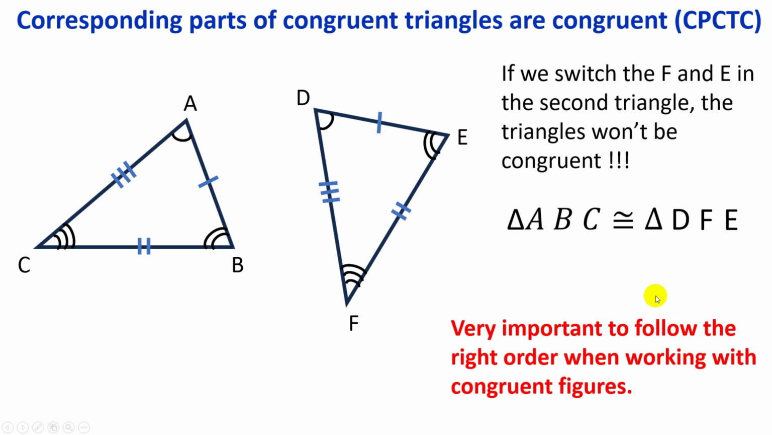So it's very important to follow the right order when working with congruent triangles. Okay, if you switch these letters, the triangles will no longer be congruent. So ABC is congruent to DEF, not to DFE. Again, changing the order of the letters breaks the congruency.